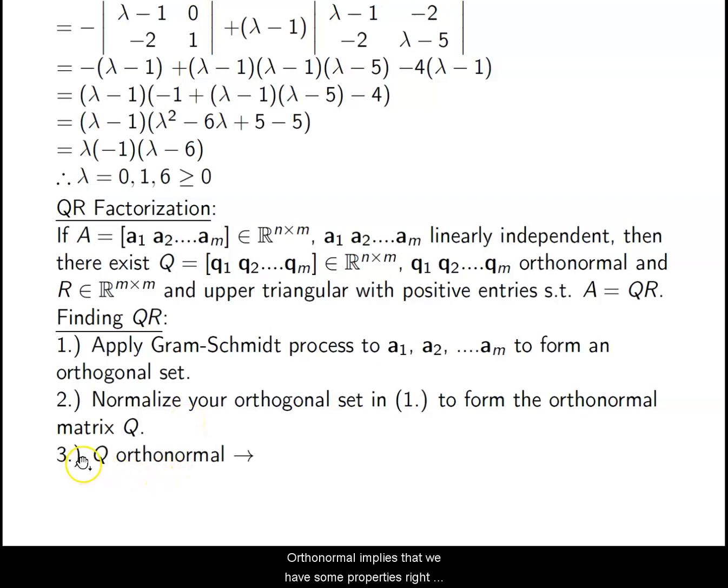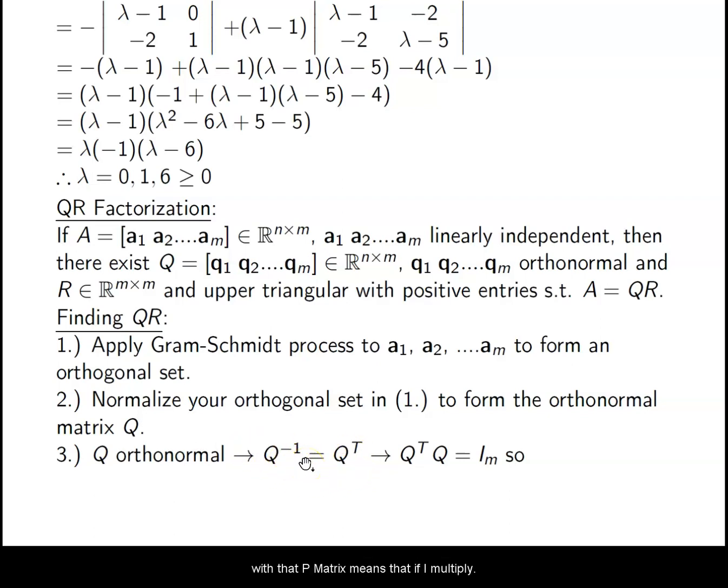Now Q being orthonormal implies that we have certain properties, which is that Q inverse is equal to Q transpose. So the inverse equaling the transpose, as we saw before with that P matrix, means that if I multiply Q transpose times Q, I'm just going to get the I matrix, the identity. Here I put M columns, and that's basically what's going to happen because now I have a square matrix. Transpose times a regular matrix gave me a symmetric matrix. In this case, that symmetric matrix is the identity matrix.